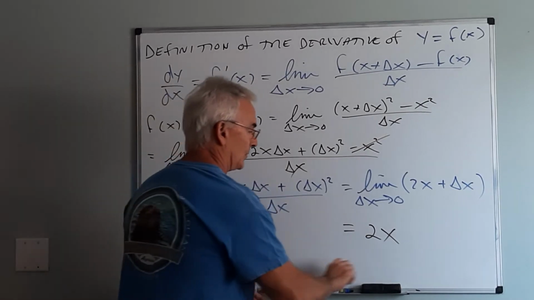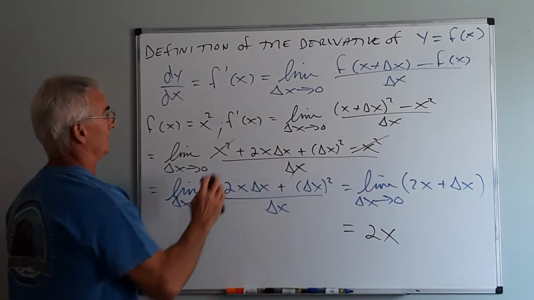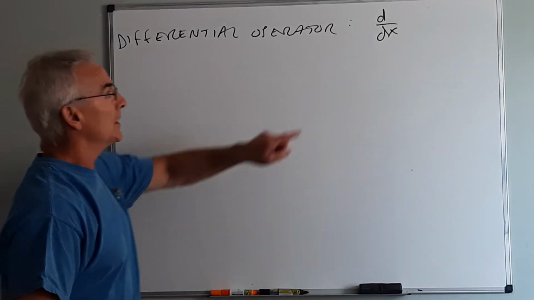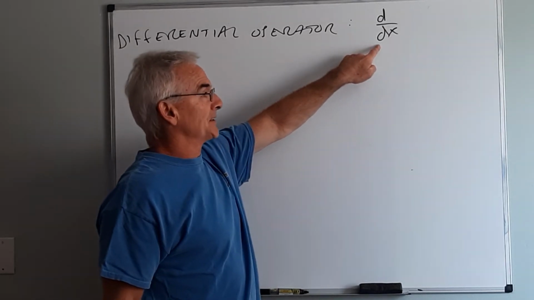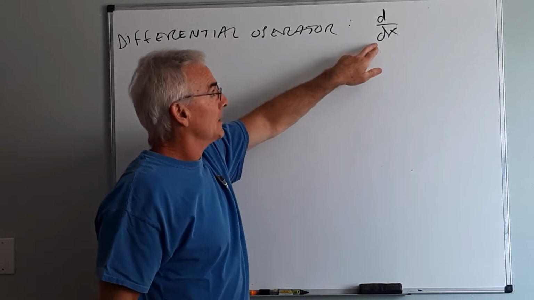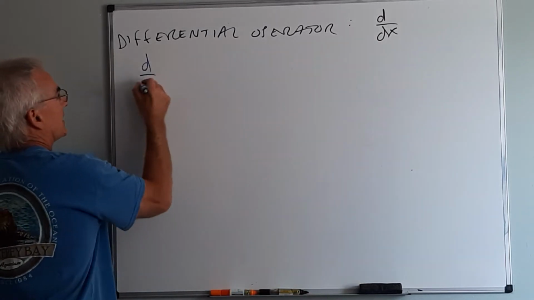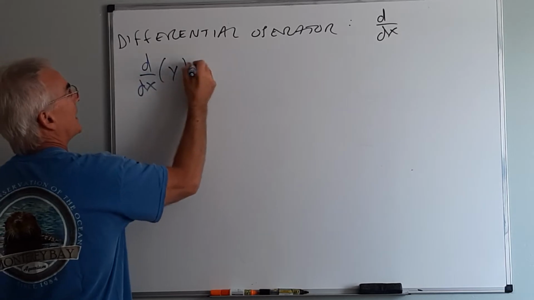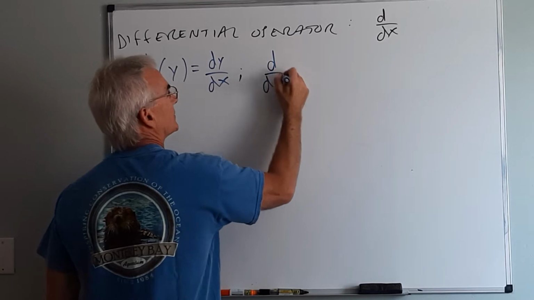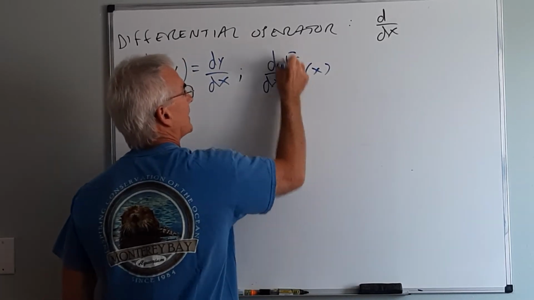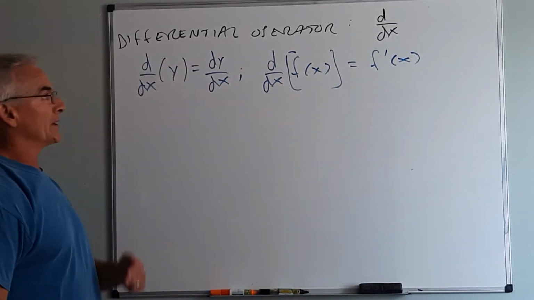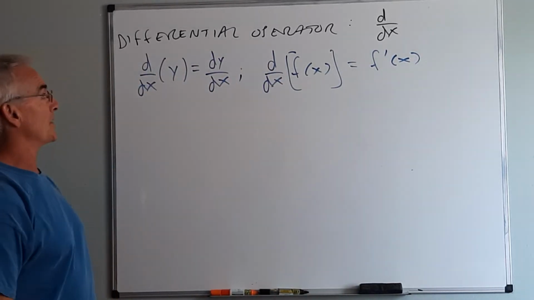Now let's also review the differential notation we use in Calc 1. When we only have one independent variable, we use the differential operator d/dx to indicate that we want to take a derivative. This is not a quantity, this is an operator. So I apply d/dx to y, and I get dy/dx. I apply d/dx to f of x, and I get f prime of x. So the differential operator is the instruction to take the derivative of what follows.